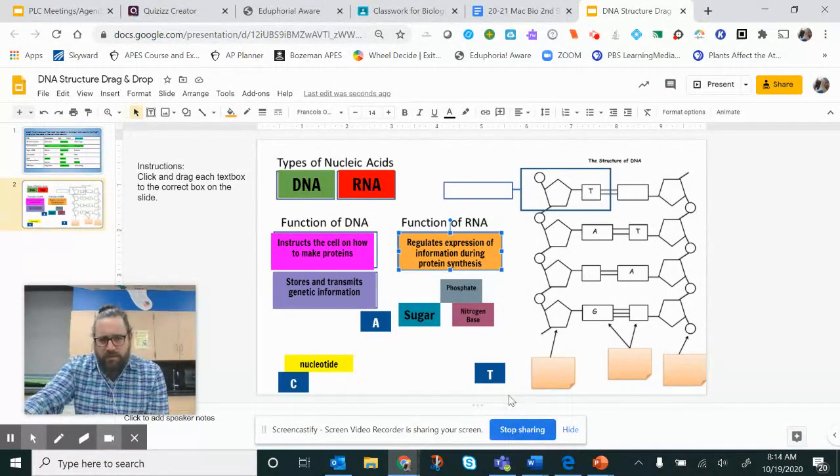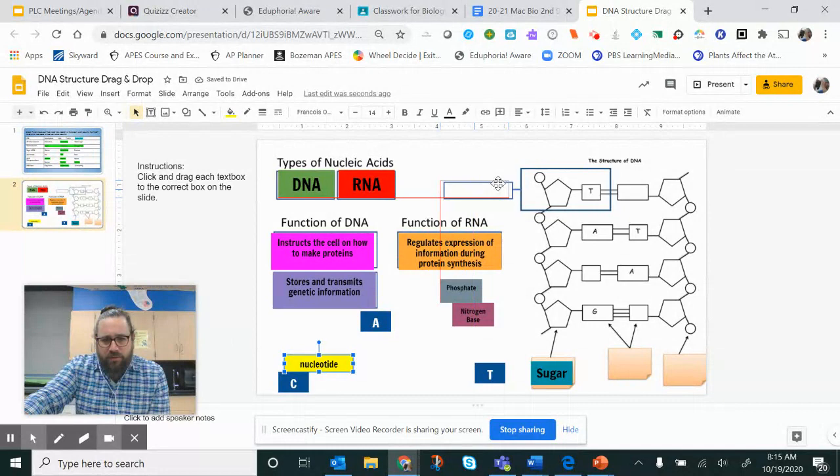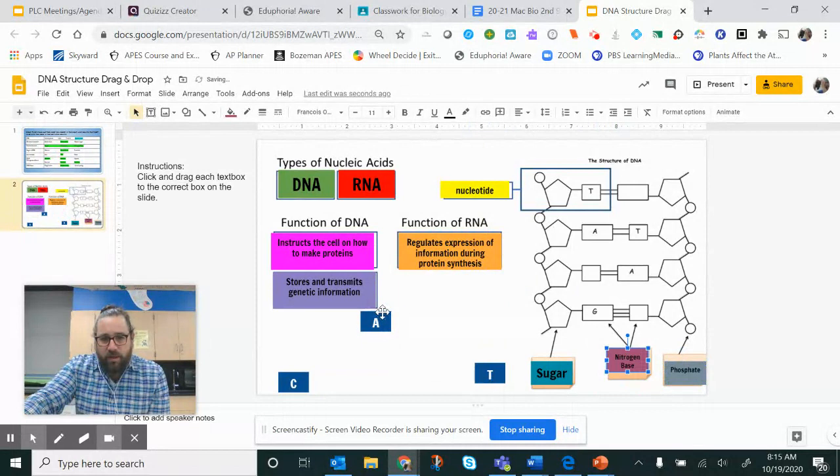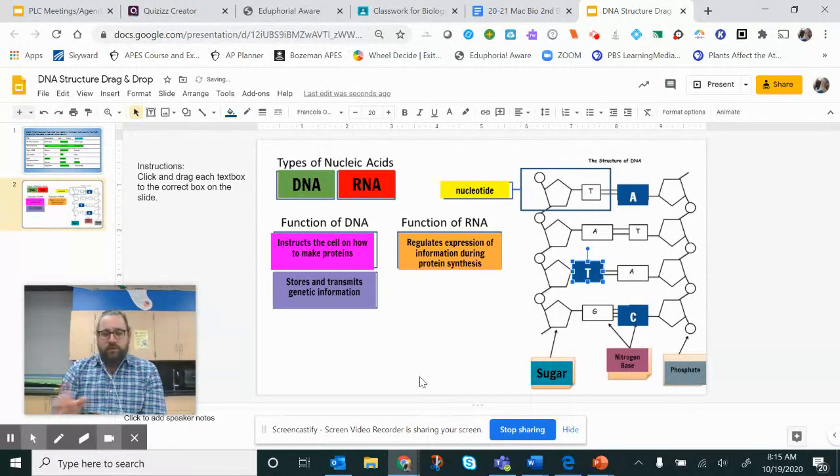Here we go. So let's say here's my sugar. It's a 5-carbon sugar. This is my nucleotide. All three of them together make up a nucleotide. The sugar, the phosphate group, that's this guy, and then the nitrogen base, the actual code. And don't forget, apples go on trees and go karts. There you go. So it's a phosphate sugar backbone.